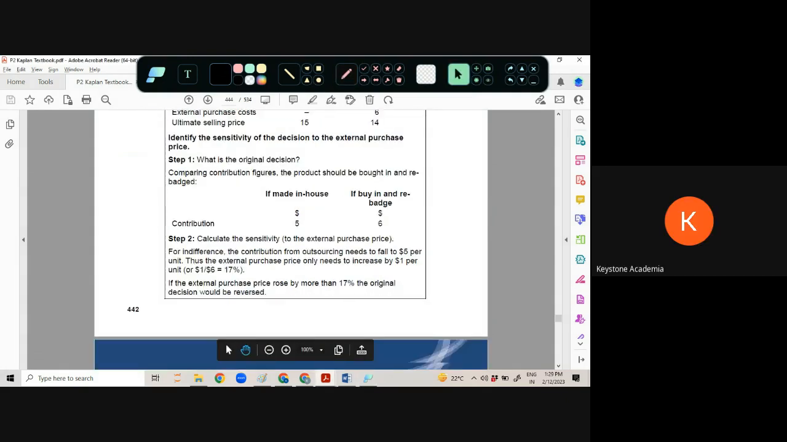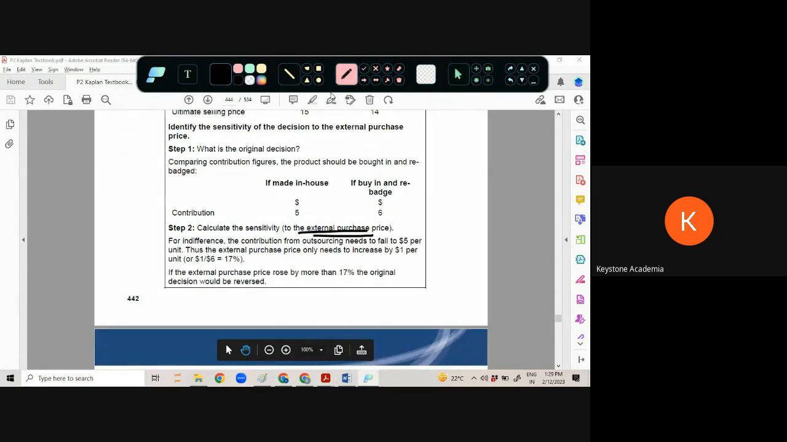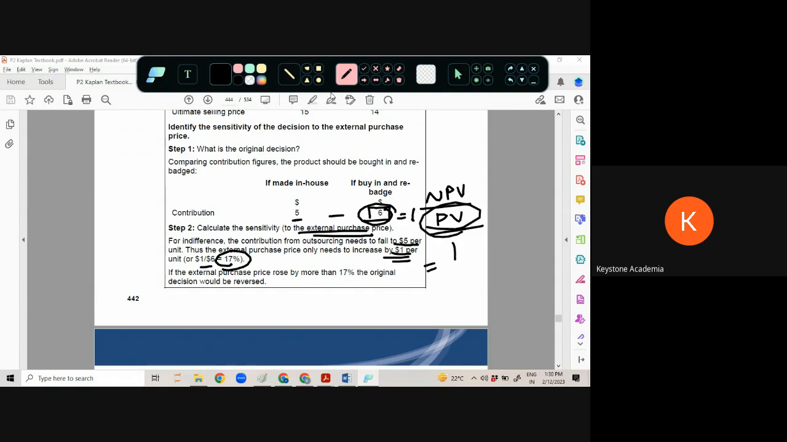This is nothing but your sensitivity analysis. If the external price changes and falls to $5 per unit, the change is 1 per unit, so 1 divided by the previous 6 is 17%. The NPV is the benefit you are getting, that is 5 minus 6, which is 1, divided by the present value of the flow we take. The NPV is here 1, and the consideration is the outsourcing price, 6. So it's 1 divided by 6. If our price changes by 17%, our NPV is going to be 0.